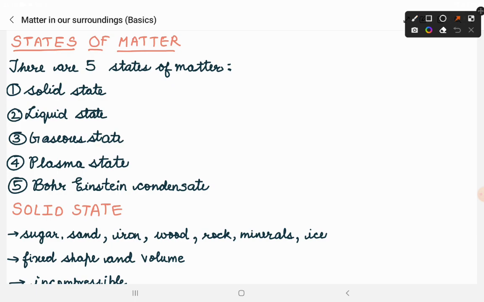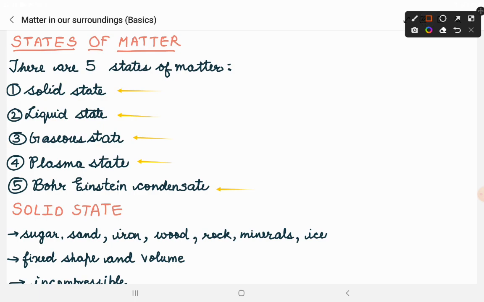Now what are the various states of matter? First of all, we have the three common states of matter. We have the solid state, the liquid state, and the gaseous state. But there are two more, that is the plasma state, and then there is the Bose-Einstein condensate. These are the five states of matter that are to be learned.